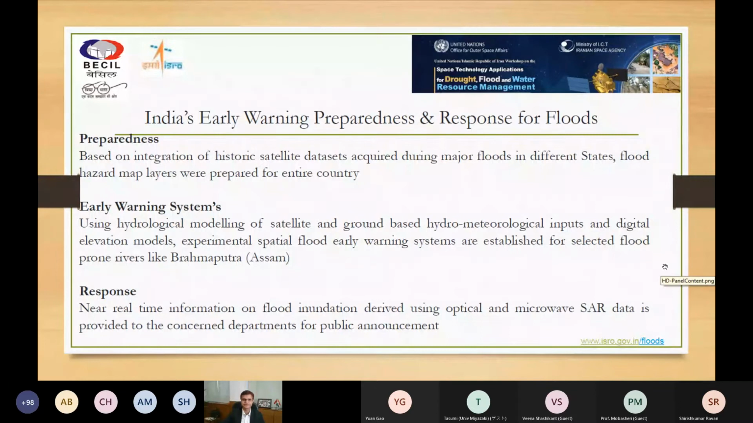So when we are talking about the Indian emergency warning, preparedness and response for floods, we are prepared on the aggregation of static data during major floods in different states. Flood hazard map layers were prepared for the entire country, an early warning system. We have got historical modeling of satellite and ground-based hydrometeorological inputs and a digital elevation model. Spatial flood early warning was selected for rivers like the Brahmaputra. We have a river by the name of Brahmaputra, which flows along Assam. Then the response: near real-time information on flood inundation derived from optical and microwave data. Thus, you can see that we are using all modes of communication, all kinds of technology to overcome and create a kind of early preparedness for these kinds of systems.